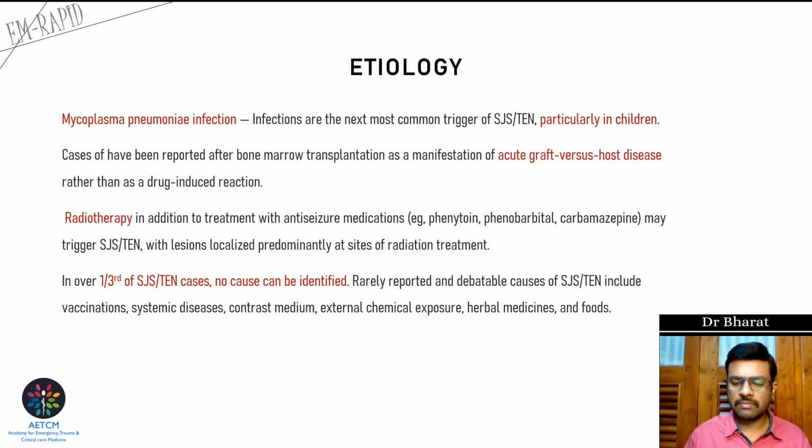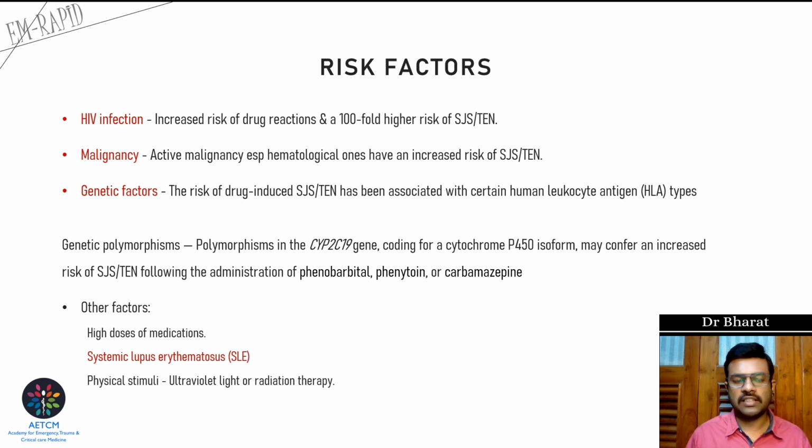Some rarely reported causes can include vaccination, systemic diseases, ingestion of contrast medium, external chemical exposure, herbal medicines, and foods. Coming to risk factors, the primary risk factor for SJS/TEN is active HIV infection, with increased risk of drug reactions and a 100-fold risk of SJS/TEN in HIV patients. Malignancy, especially active cancer, is another risk factor, as are genetic factors. The risk of drug-induced SJS/TEN has been associated with certain HLA types.